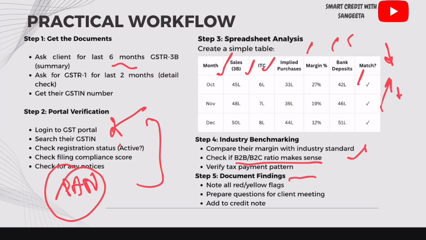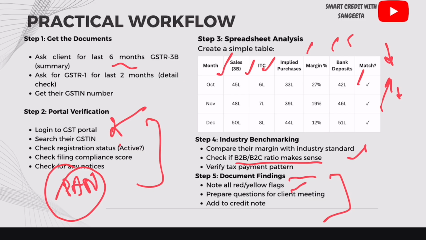Now, step number 5, document findings. You can note all the red flags, yellow flags, prepare the questions for your client, and the last step is just add all of this in your credit note, because no one remembers what you wrote 2 years before or whatever, right? So just document all of this.